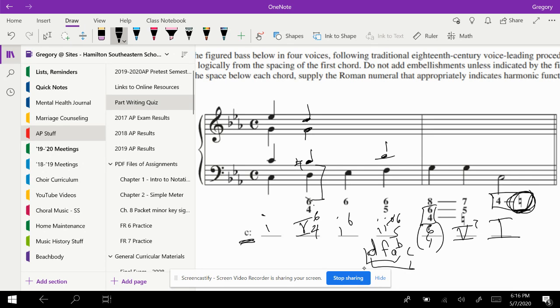Okay, so now these chords are labeled correctly with Roman numerals. Now we have to spell them correctly. We already did chord 2. So then we want to do here, once again, we don't want to go back up to the E because that will create some parallel issues for us.